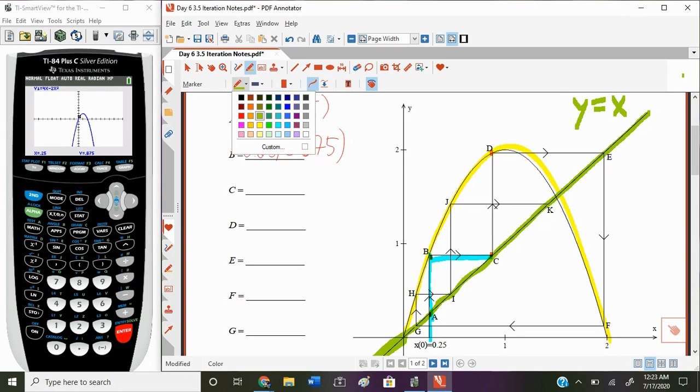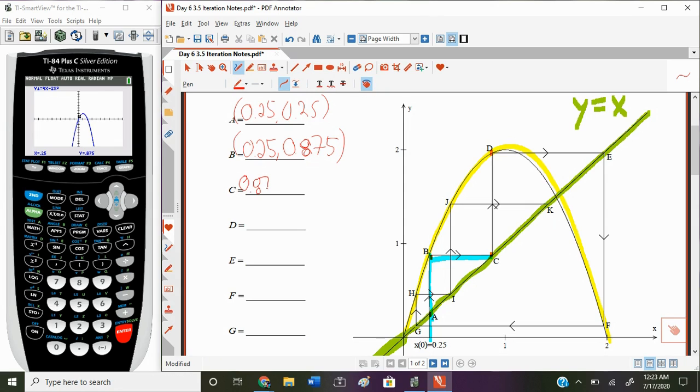All right, so we know that it's in a horizontal line. Point C is in a horizontal line with point B, so it should have the same y coordinate, right? If you follow it along to the y-axis, it should have the same y coordinate. So what's our y coordinate? Well, 0.875. And since it's on y equals x, my x and y coordinate need to be the same. So 0.875, comma, 0.875.